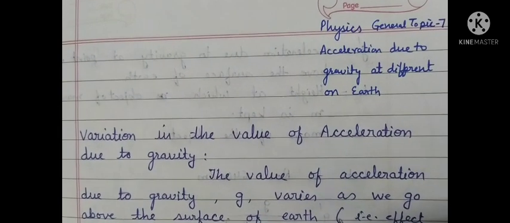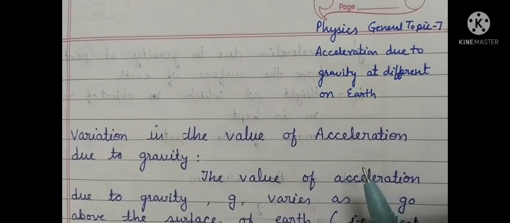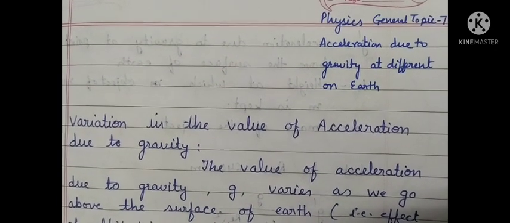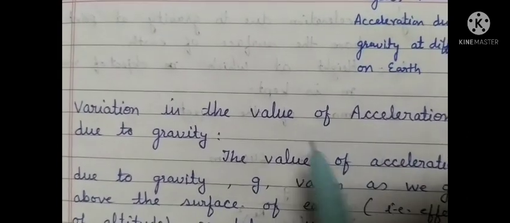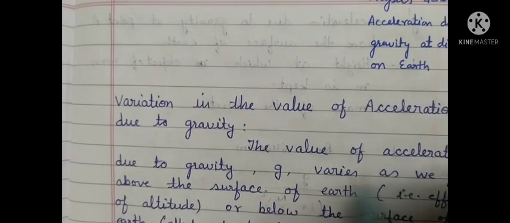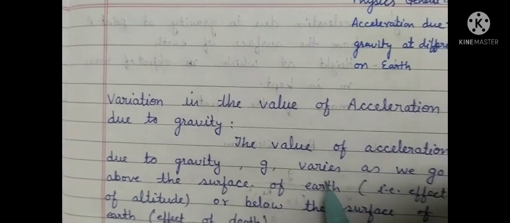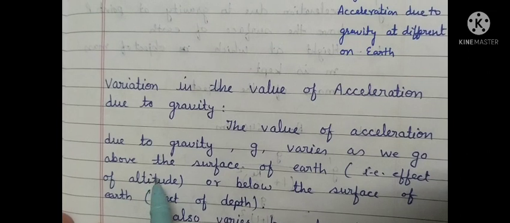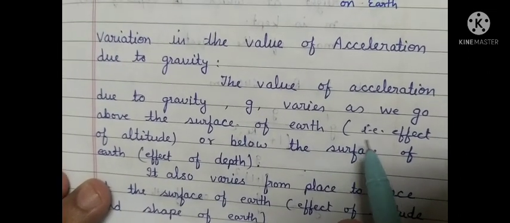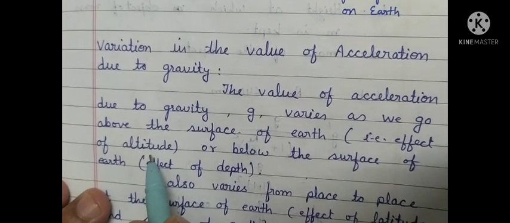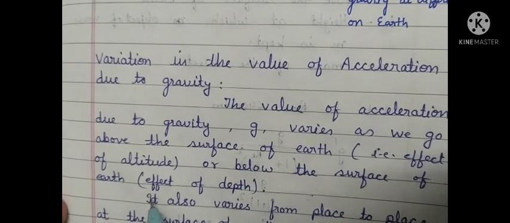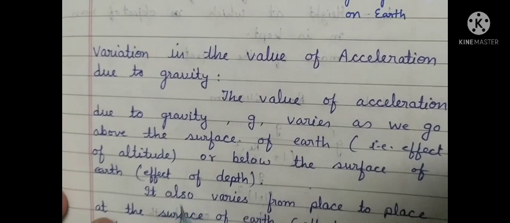आज इस लेक्चर में एक्सेलरेशन ड्यू टू ग्रेविटी एट द सरफेस ऑफ अर्थ के बारे में डिस्कस करेंगे, कैसे वो वेरी करती है। वेरिएशन इन द वैल्यू ऑफ एक्सेलरेशन ड्यू टू ग्रेविटी। The value of acceleration due to gravity g varies as we go above the surface of earth, and this is called effect of altitude. Or below the surface of earth, it is called effect of depth.